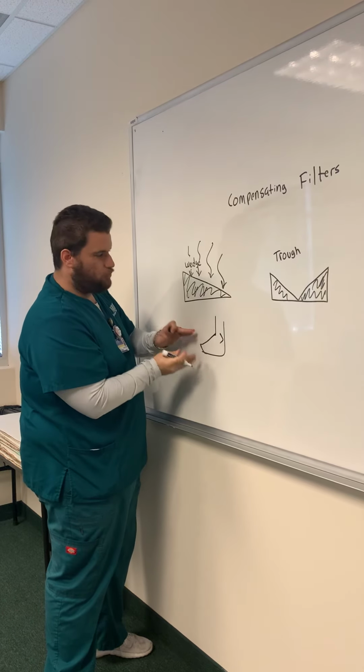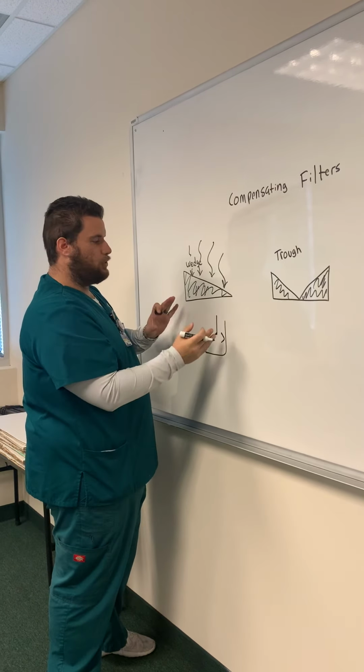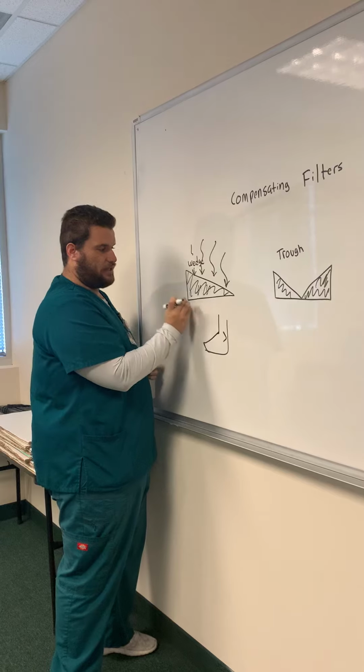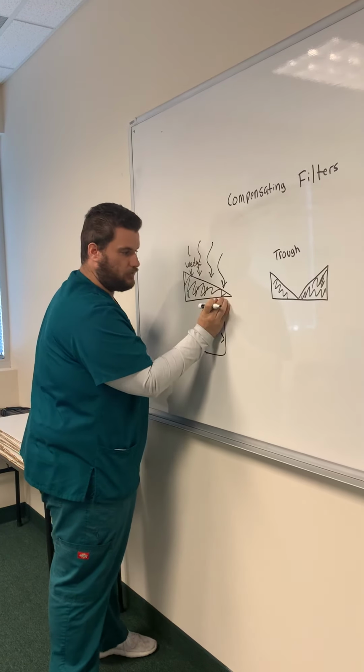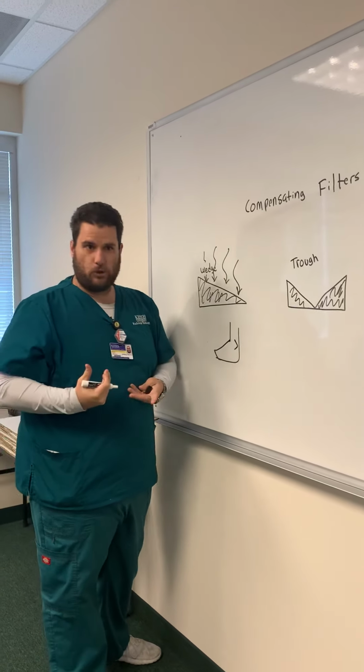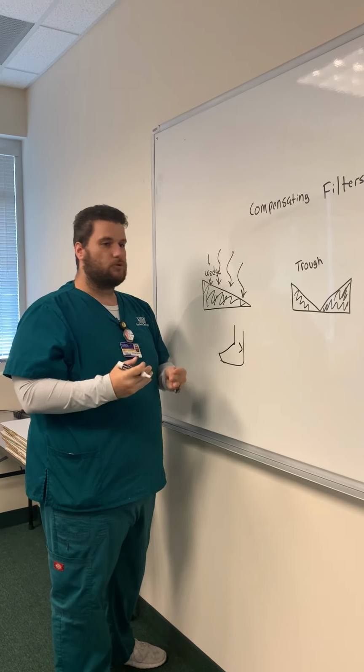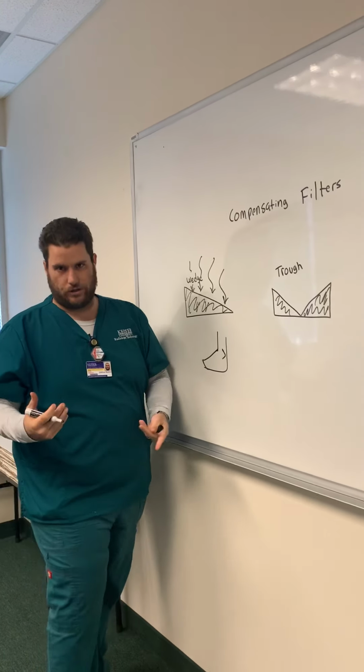Because if you put it backwards, and you put the thicker part of the foot on the thicker part of the wedge and the thinnest part over here, you are going to overexpose the patient and overexpose the image, and it's going to come out darker.